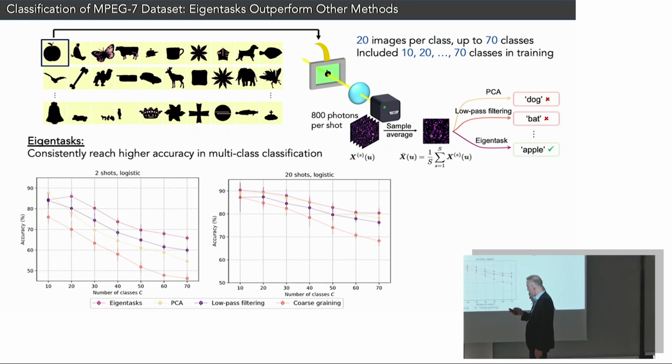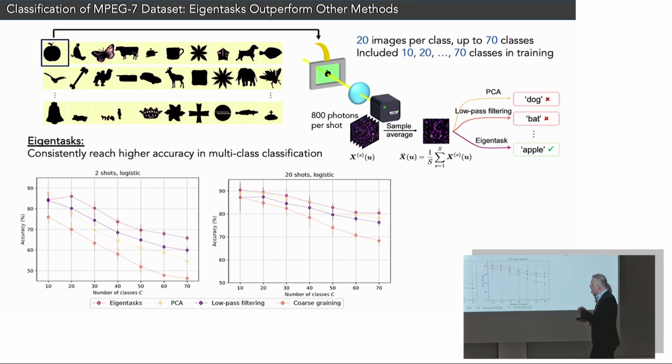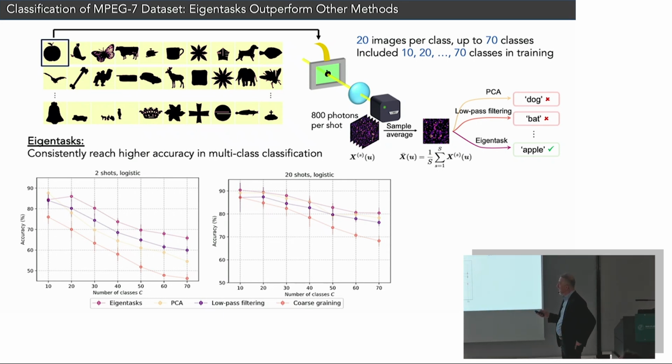And what we find is that for this MPEG data set, with 20 images per class, up to 70 classes, I'm plotting here accuracy as a function of the number of classes. You see the performance of eigentasks in accuracy on the test set, and there's a statistically significant gap with respect to low-pass filtering, for instance, in this case, and PCA and so on. This gap narrows when you use a larger number of shots, meaning less noisy features.